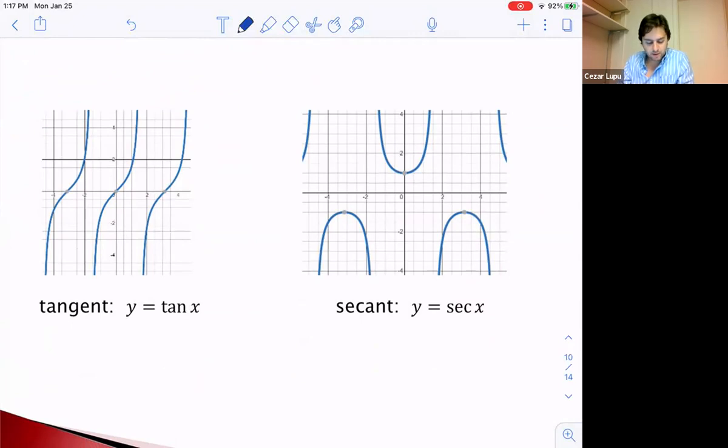The tangent one looks very nice. You see, they're somewhat symmetric. And you will see why this will happen when we study these functions in more detail.